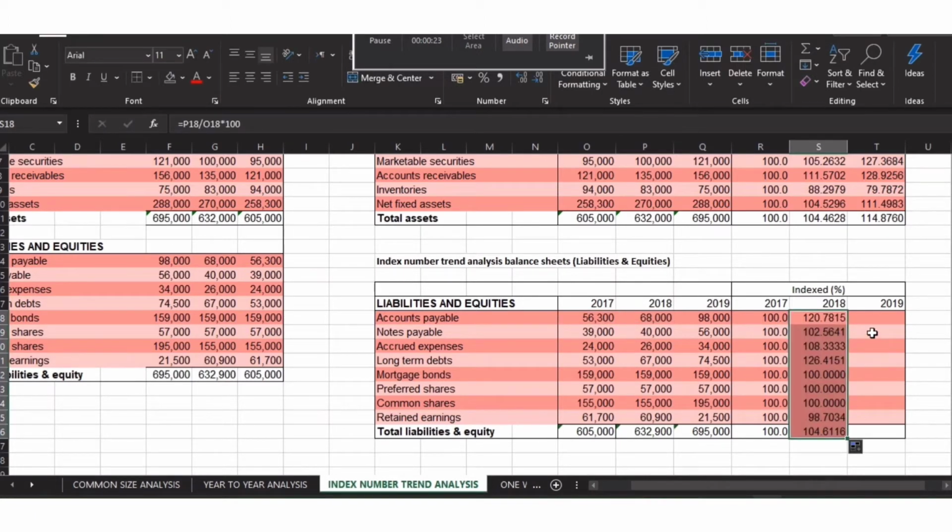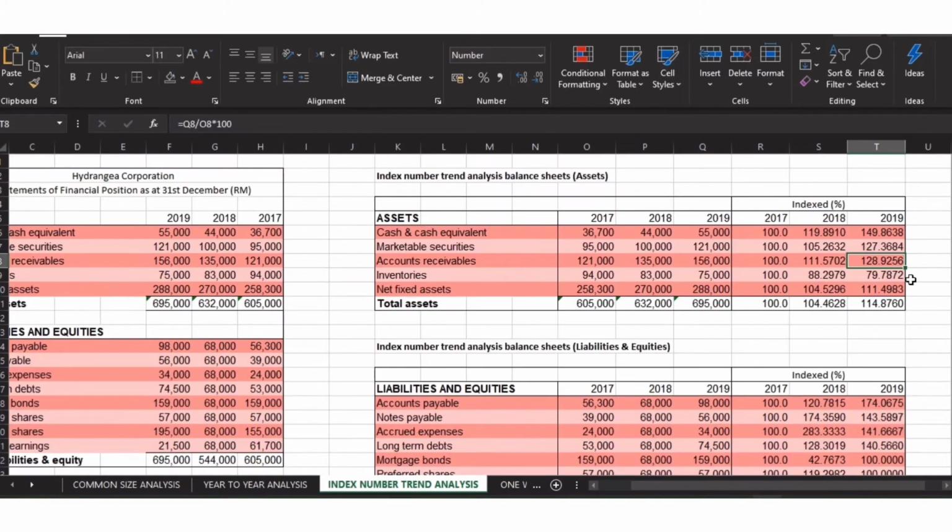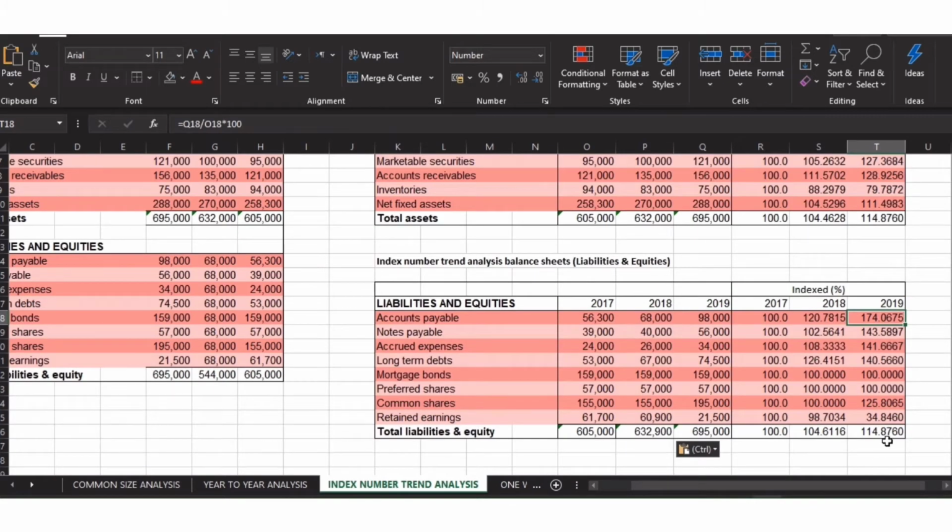So here is the answer. The amount for accounts payable in 2019 divided by the base year 2017, multiply 100, so you will get the answer 100. While the total asset from 2017 until 2019 keeps increasing every year, the total liabilities and equity for the index percentage keeps increasing from 100% to 114.87% in 2019.